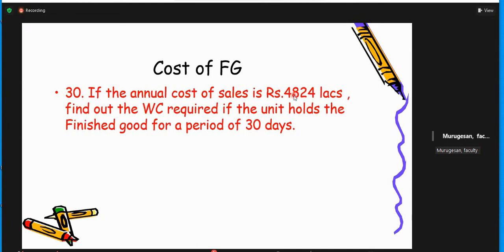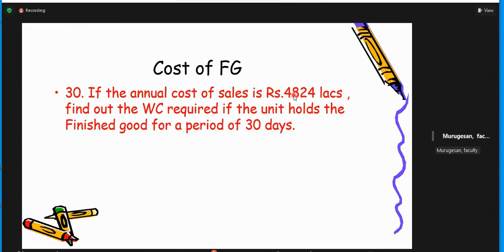Yes, madam. Sir, will work in process be linked to cost of purchases or cost of production? Cost of production, madam. There is no cost of purchases. Purchases mean annual purchases. Cost of production, cost of sales, that is the correct terminology.